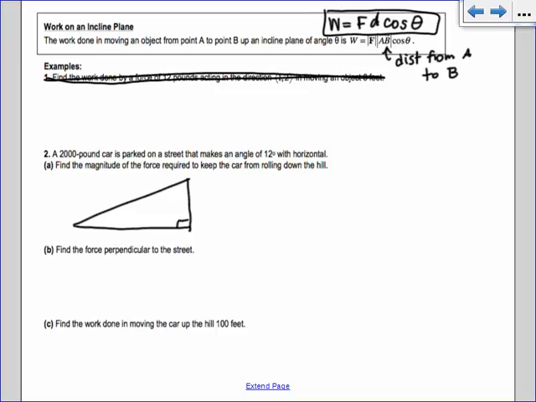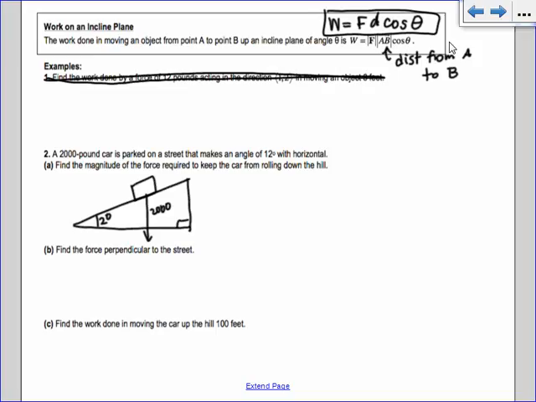So it says a 2,000-pound car is parked on a street that makes an angle of 12 degrees with the horizontal. Find the magnitude of the force required to keep the car from rolling down the hill. So we have this car, my beautiful car, and it's 2,000 pounds. You could draw out all of the components if you need to, but we have all of the information that we need. So our work is going to be the force, which is how heavy it is, 2,000. You're going to multiply by the distance, oh wait, never mind, that's part C. So we do need to draw out our components.